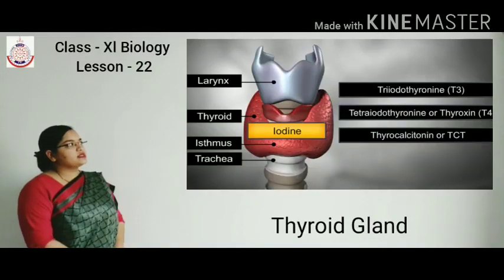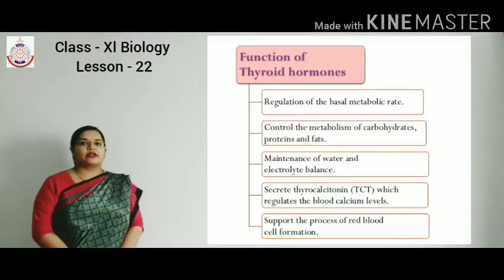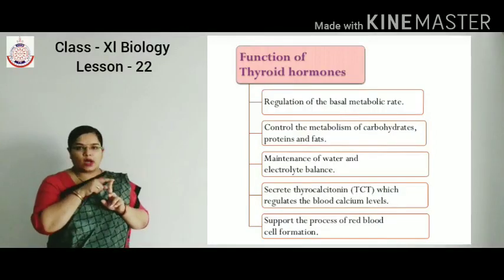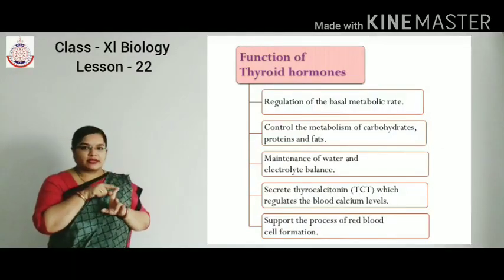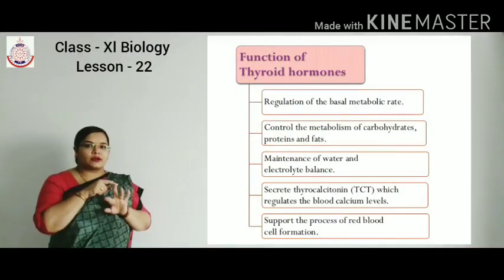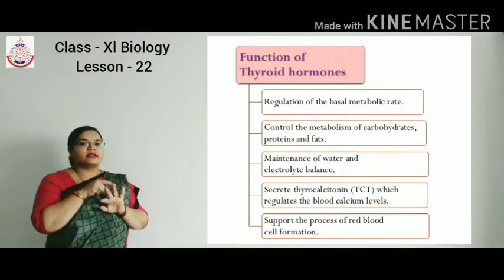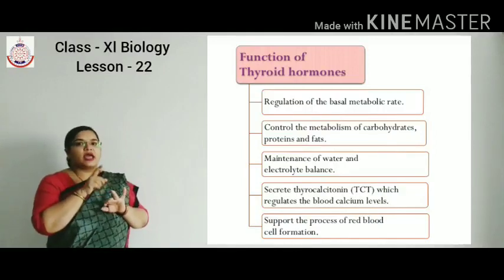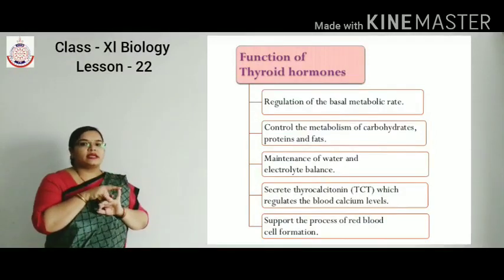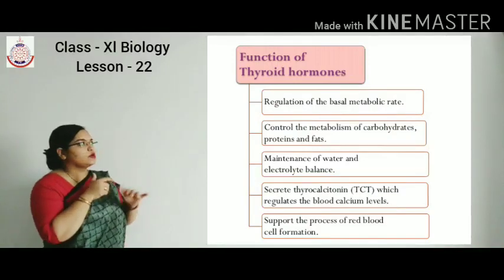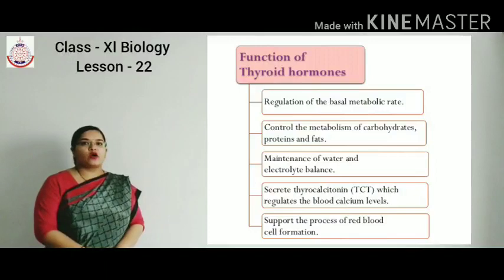Now, next we will start with the functions of thyroid gland. Following are the functions of the thyroid gland. Number 1, it regulates the basal metabolic rate. Number 2, it supports the process of RBC formation. Number 3, it controls the metabolism of carbohydrates, proteins and fats. And number 4, it maintains water and electrolyte balance in the body. So these were the functions of the thyroid hormone.